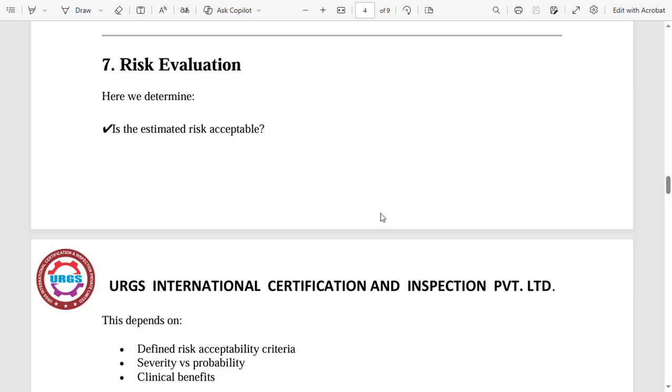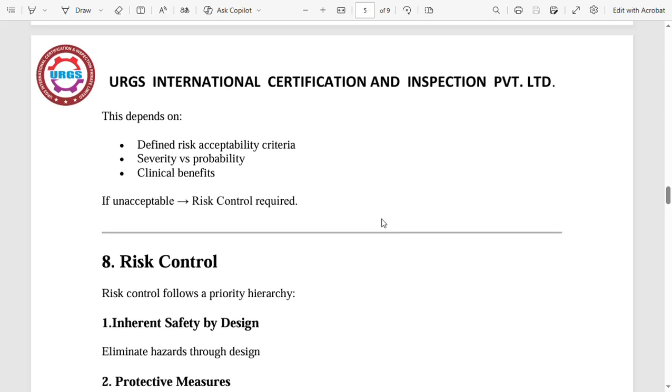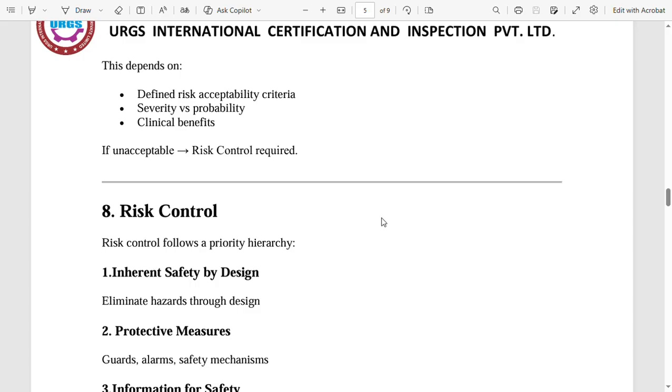Seventh, risk evaluation. Here we determine: is the estimated risk acceptable? This depends on defined risk acceptability criteria, severity versus probability, clinical benefits. If unacceptable, it will lead to risk control required.